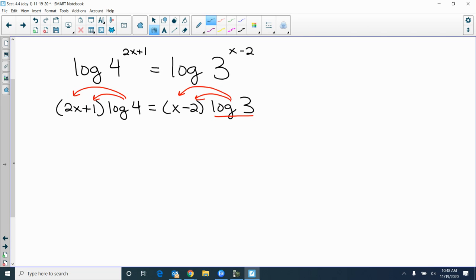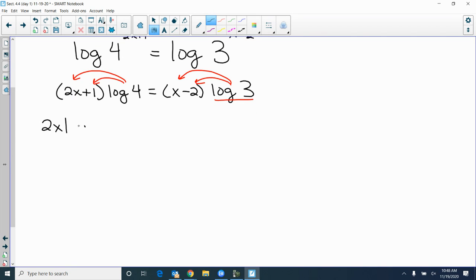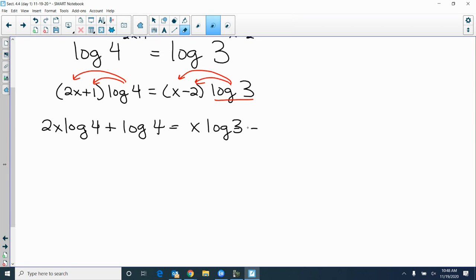Now, when I multiply by log of 4, it gives me 2x log of 4 plus 1 times log of 4, which is just log of 4, equals x times log of 3 minus 2 log of 3. Now, go back to good old Algebra 1. What do you do to solve an equation? You've got to get every term with an x on one side and every term without an x on the other. So those two terms that are highlighted have an x. The other two do not. So you need to move them.